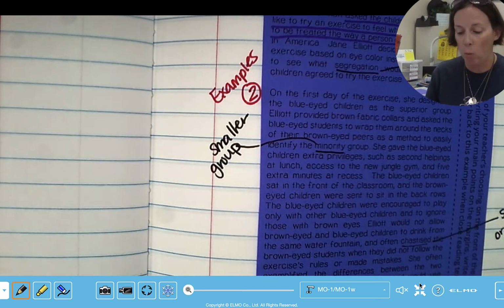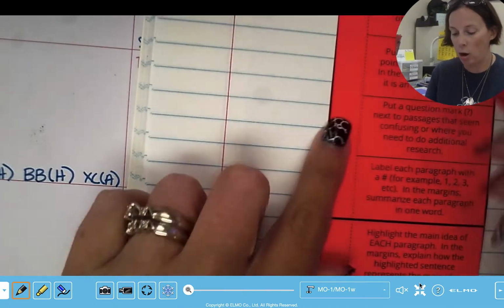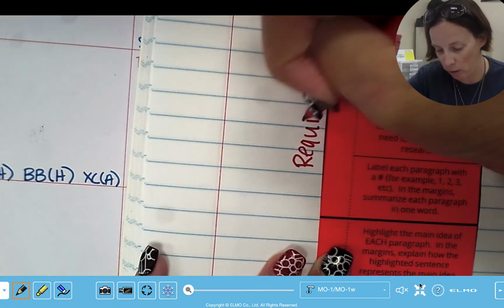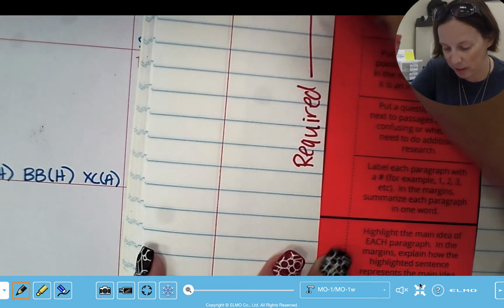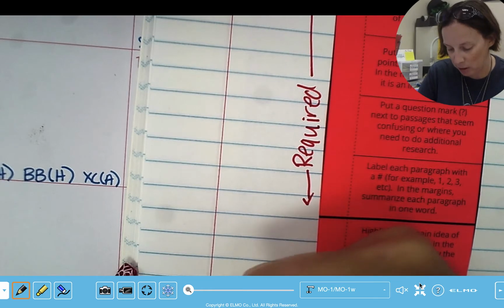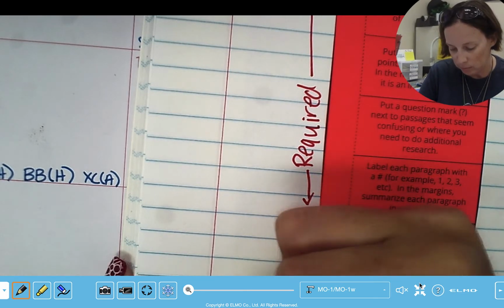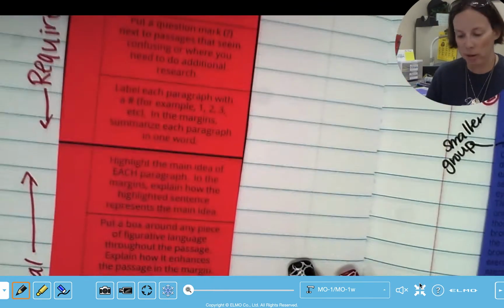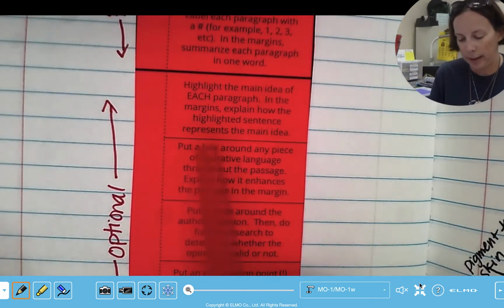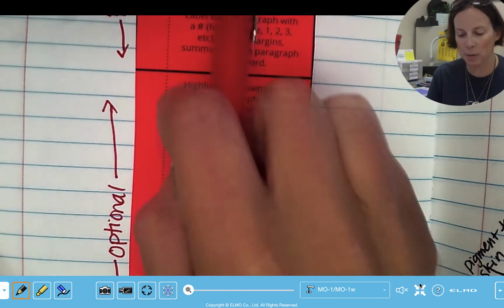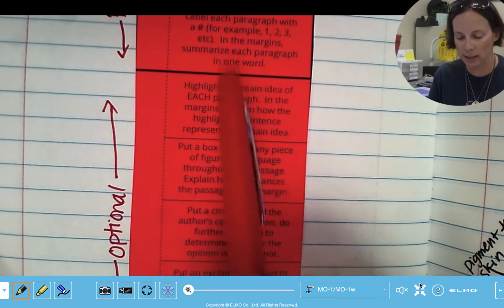So what you need to do, okay, these are our required ones. So these top 4 are the ones I expect you to do anytime I assign it. These are optional. Okay. Really, one of the reasons is like this first one is highlighting the main idea. Well, we technically, in my opinion, when you put this star and you put this summary, you already did that.